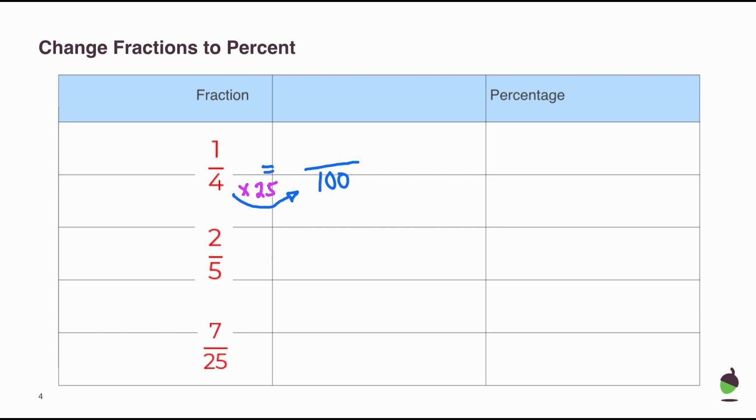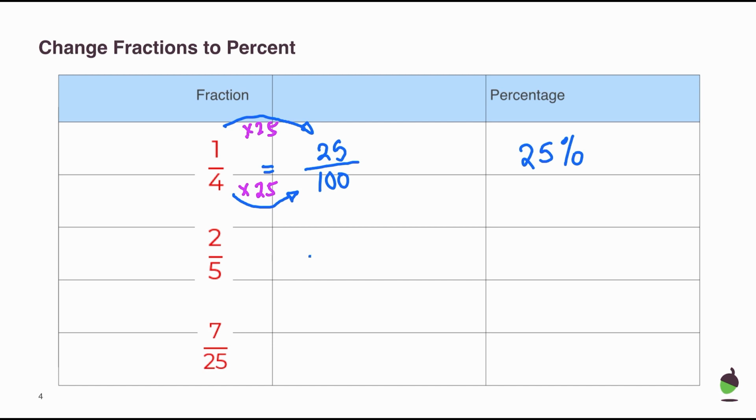So, kung anong ginawa natin dito sa baba, gagawin din natin sa taas. So, this would be multiplied by 25. 1 times 25 would be 25. Now, we already have 25 hundredths. So, kaya na natin siyang gawing percent. So, what is our answer? So our answer would be 25%. 25 per cent or per 100 is equal to 25%. Okay? Now, let's move on to the next.